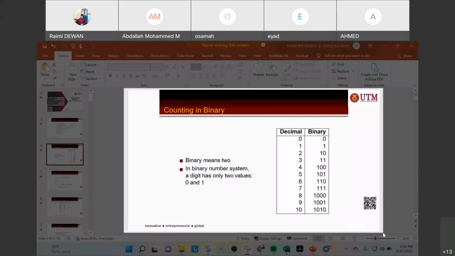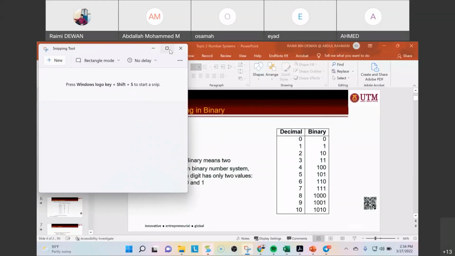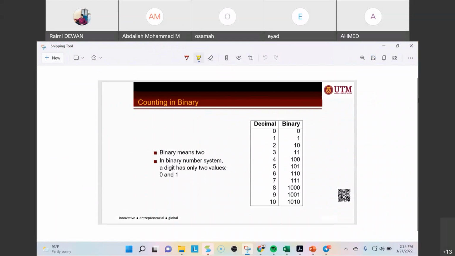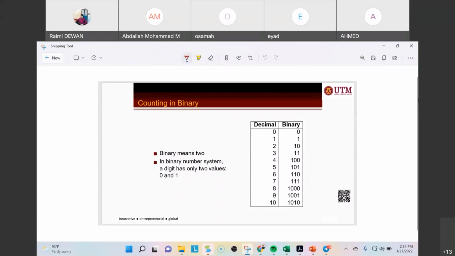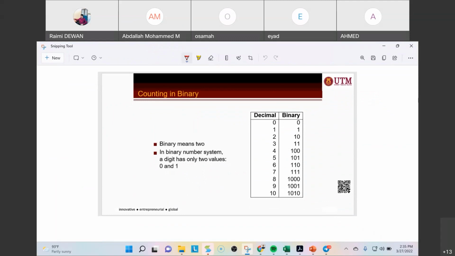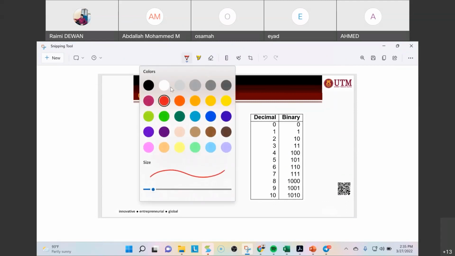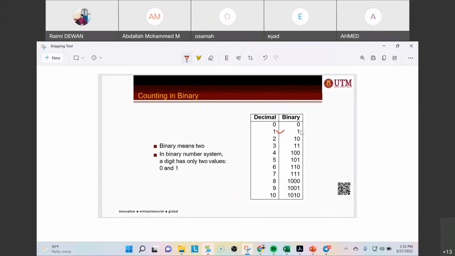I forgot my touchscreen pen, so I'm using my finger now. If you see this, this one is directly understandable. But how about 2? For 2 in decimal, we need to convert it to binary. So in the binary system, we have a binary point.